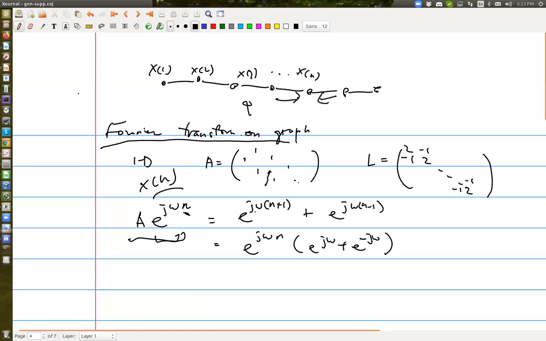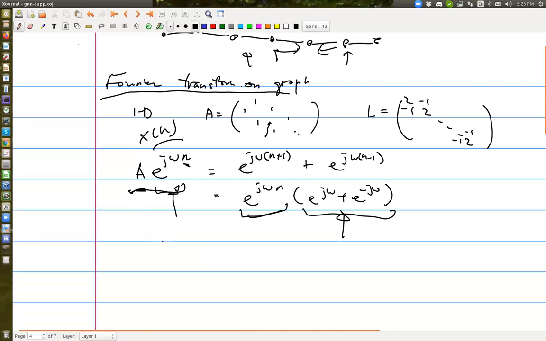So you say e^(jω(n+1)), the one in the future, plus the one in the past, e^(jω(n-1)). But then I can group the e^(jωn) here, right? And then I have e^(jω) plus e^(-jω). I don't care what it is, but the point is that this one here is an eigenvector of A, right?